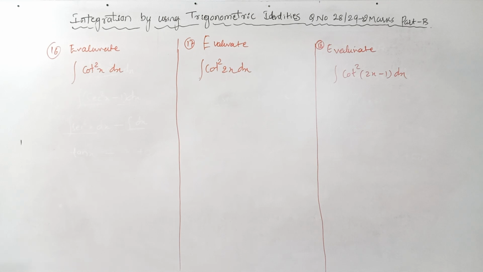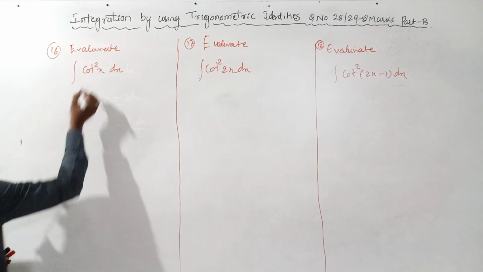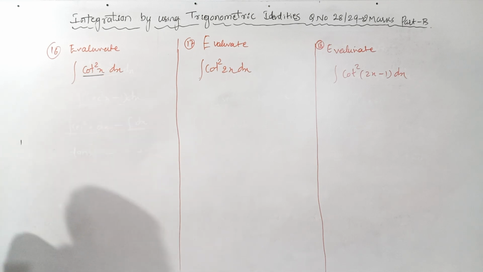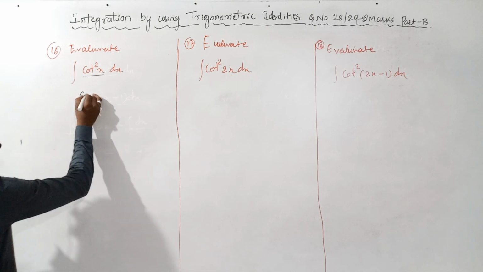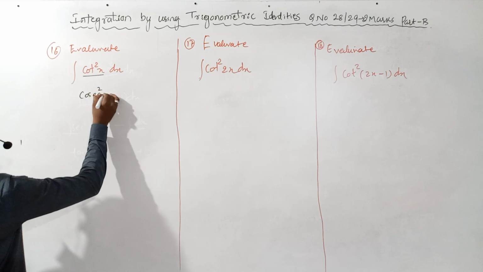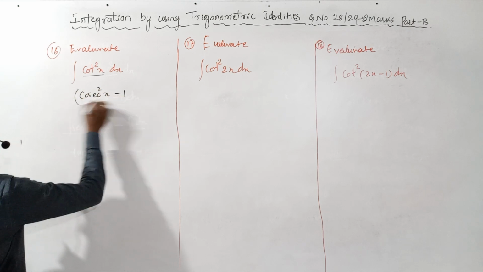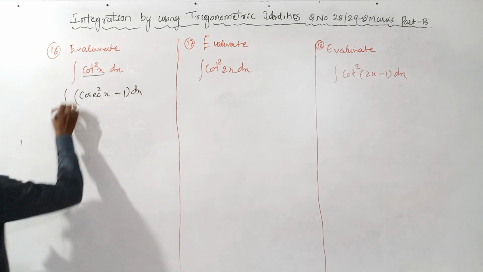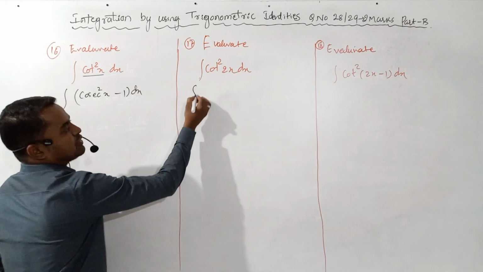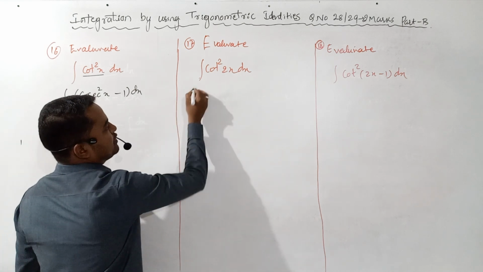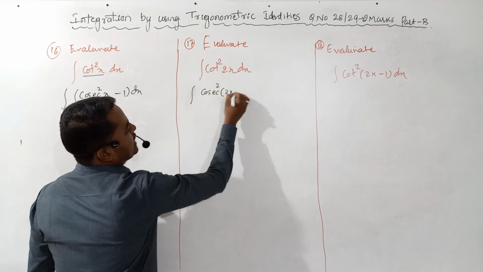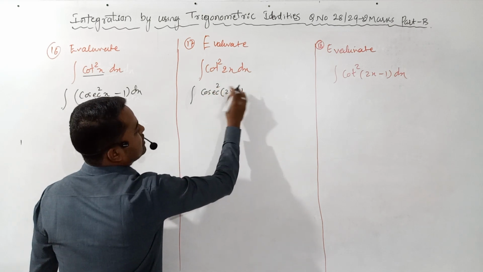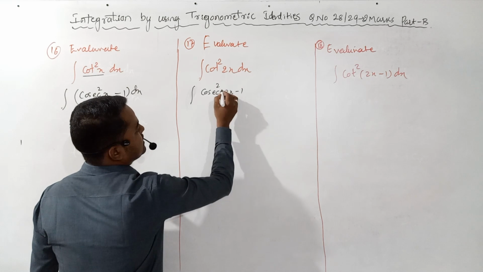Next problem, evaluate integration of cot square x. There is no formula for integration of cot square x. It can be done again using the trigonometric identities. Cosec square x minus 1 dx. And this one is also what? Integration of cosec square 2x minus 1 dx.